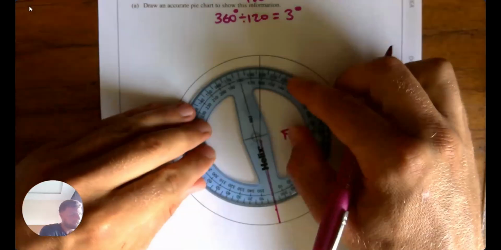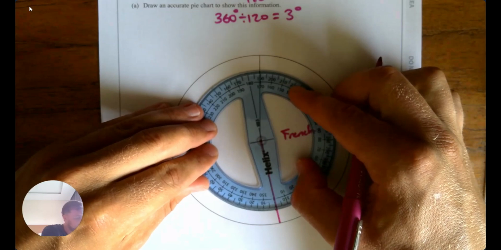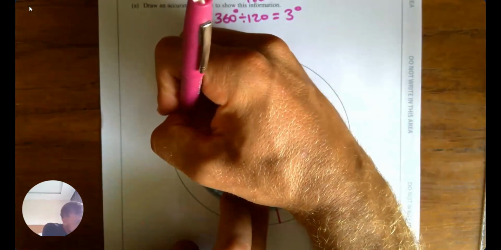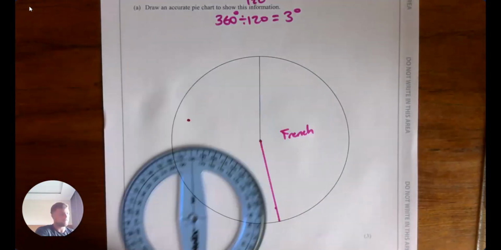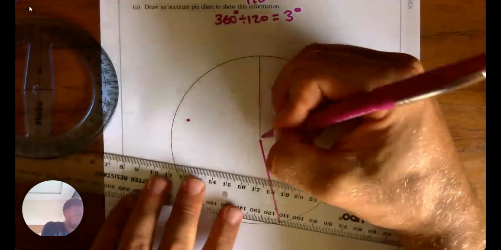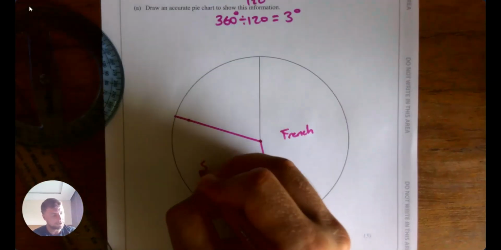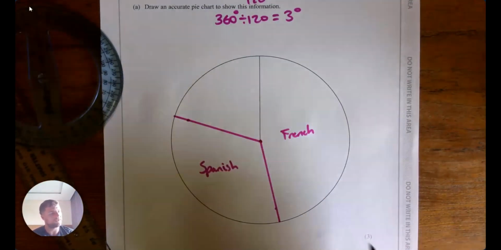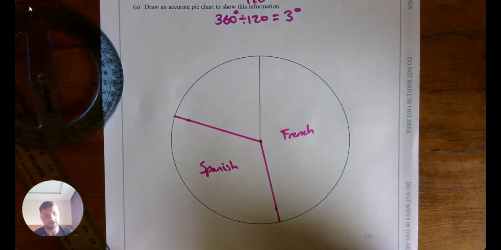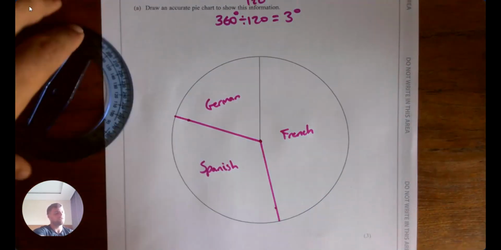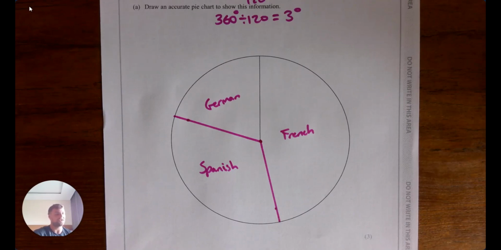So what I'm going to do now is put my protractor here against that line for 0, and count round to 120. And again, put another marker on there, and join it up through there. And then this is Spanish. To check you've got it right, you can measure that angle and just check it's 72. And then this is German for our final section. You can just chuck your protractor on there and measure, just to make sure you get 72.